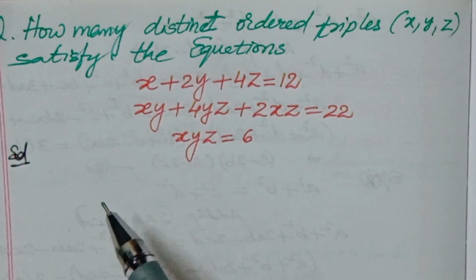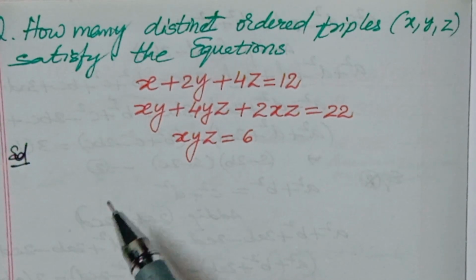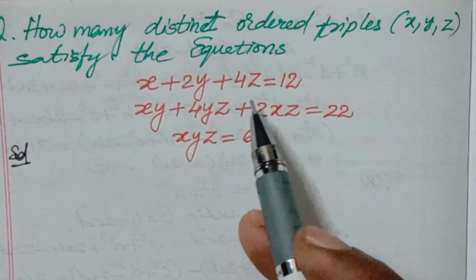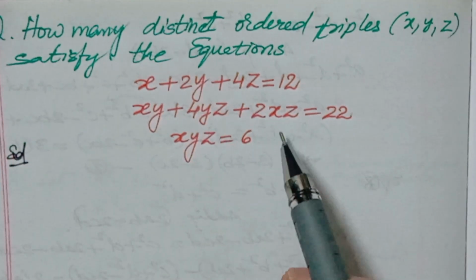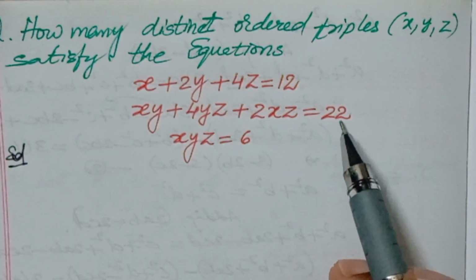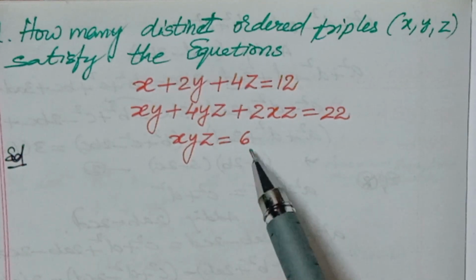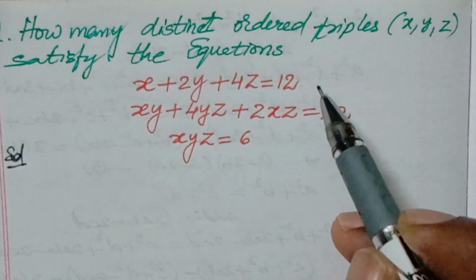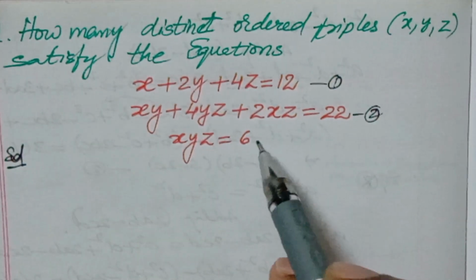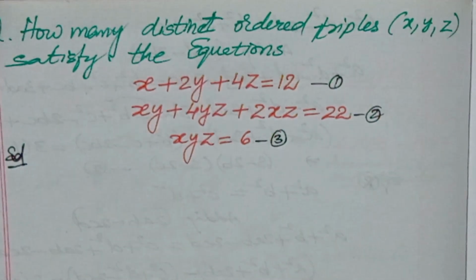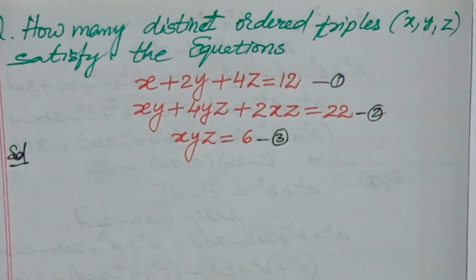So here some logic is there in this problem. That's why this is selected. Here we are given x + 2y + 4z = 12, xy + 4yz + 2xz = 22, and xyz = 6. Let us take these as equations 1, 2 and 3. Now, how to solve this?